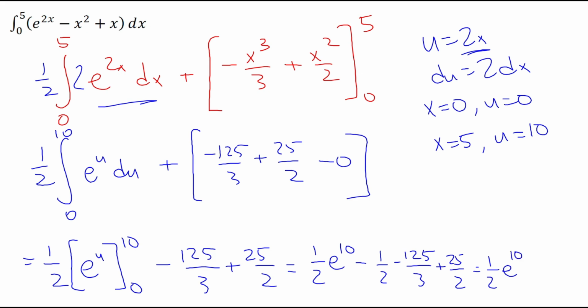1/2 e to the 10th. And then negative 1/2 plus 25 halves is 24 halves. That's 12, right? And so 12 is 36 thirds. So I have a negative 125 plus 36. That should be a negative 89 thirds. So minus 89 over 3. And that should be our final answer here.